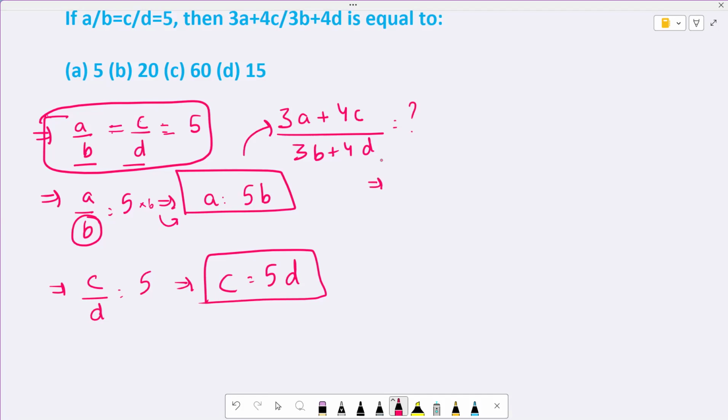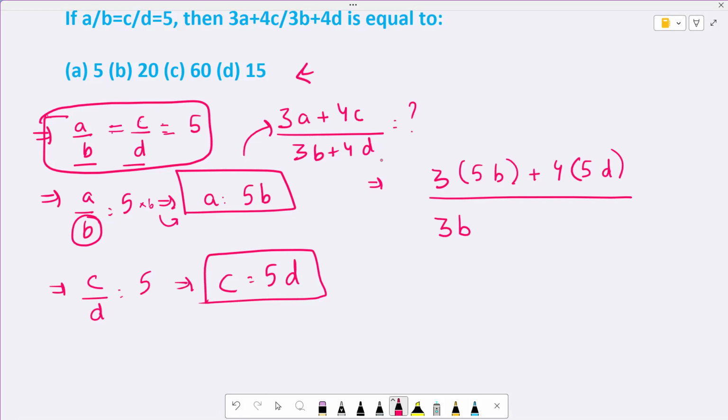How can we do this? See, 3. Instead of A, we can write here 5B plus 4. And instead of C here, we can write here 5D. Then on dividing, we write here 3. And then B will let it remain here itself, because obviously we need to cancel and we need to keep the things same in numerator and denominator in order to derive the answer that is a given number.